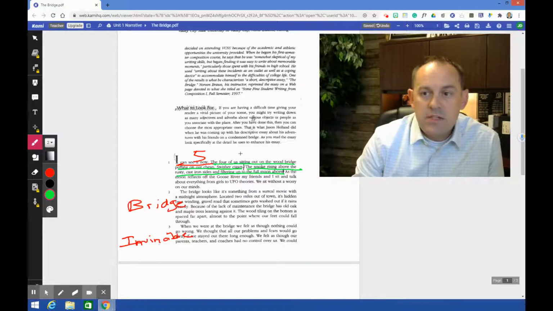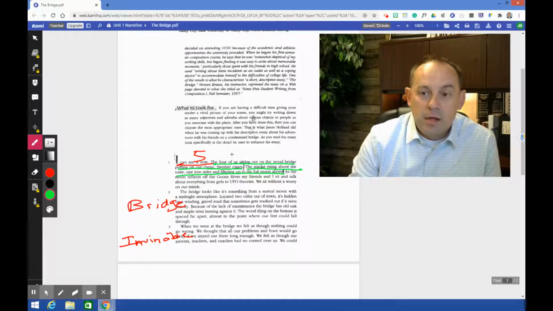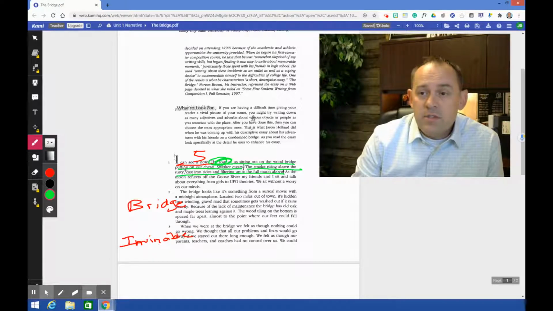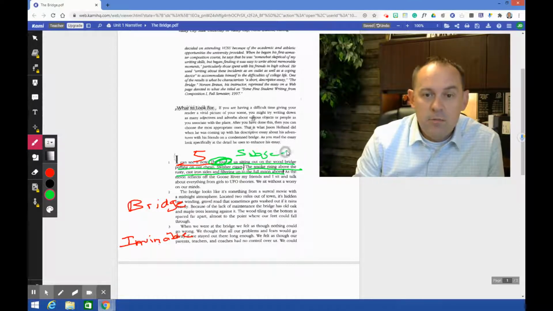A sentence fragment is either missing a subject or a predicate. What's missing in these two fragments? The four of us. What is the subject? Four. That's the grammatical subject of the sentence. The four of us sitting out on a wood bridge puffing on our cheap Swisher cigars. Puffing looks like a verb, but it's not a verb in that sentence, so it's missing a predicate. So you have a subject fragment.